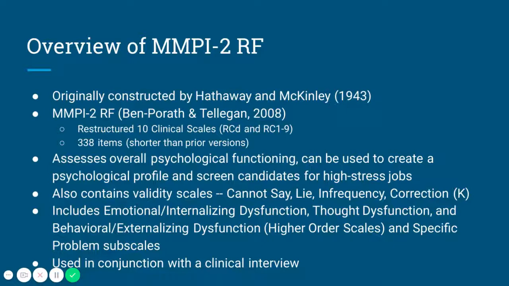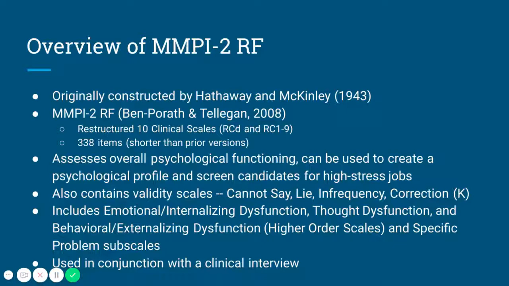The MMPI-2 RF assesses overall psychological functioning, and it can be used to create a psychological profile. In addition to clinical settings, it could be used to screen candidates for high-stress jobs, which it often is used for. It also contains validity scales, such as cannot say, a lie scale, infrequency, and a correction scale, which is a K scale. The profile has to be valid before it can be interpreted.